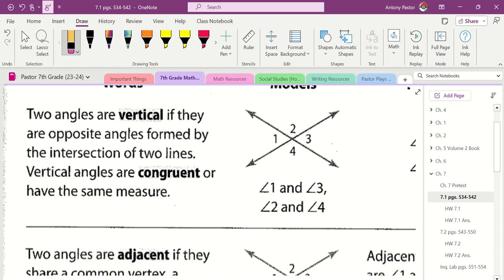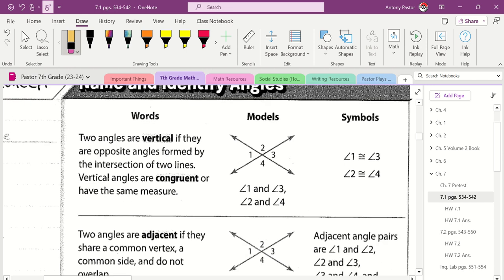So if I were to tell you angle 2 is 95 degrees, you would already know angle 4 equals what? 95 degrees, because they're congruent. If angle 1 is 45 degrees, angle 3 is also 45 degrees. So that means they're congruent.